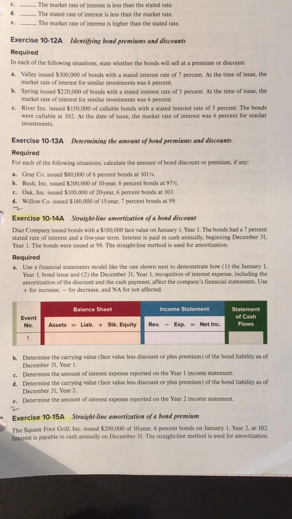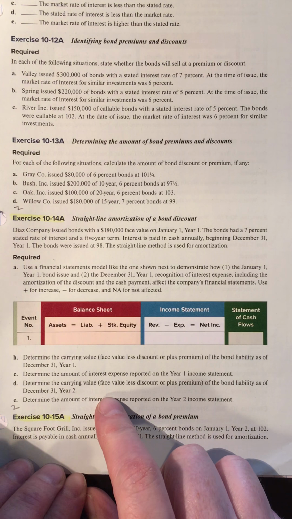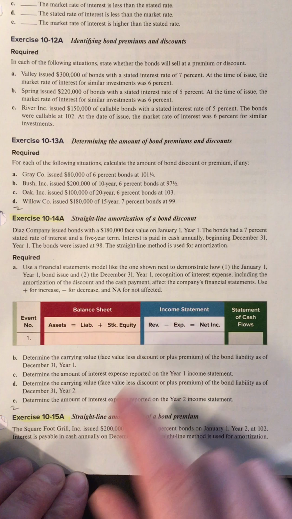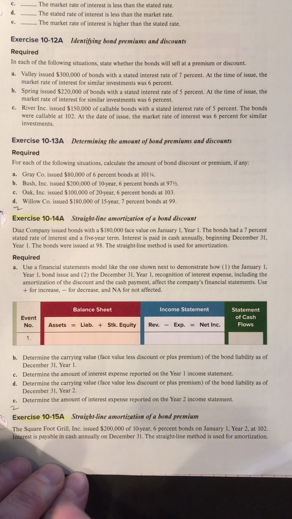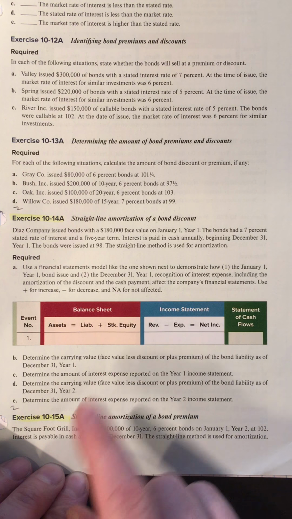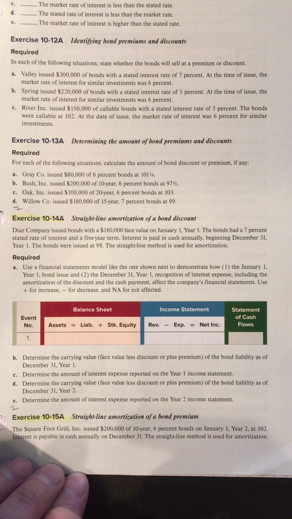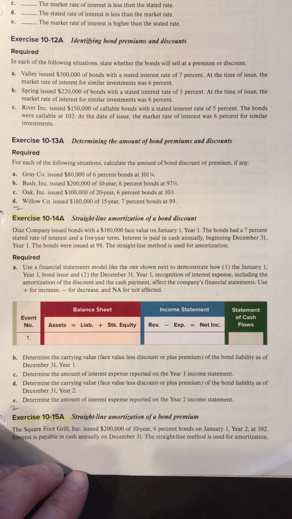Okay, the problem we're going to look at is exercise 10-14A. DS Company issued bonds with $180,000 face value on January 1, year 1. The bonds had a 7% stated rate of interest and a 5-year term. Interest is paid in cash annually beginning December 31st, year 1. The bonds were issued at 98, so we know that they were issued at a discount.